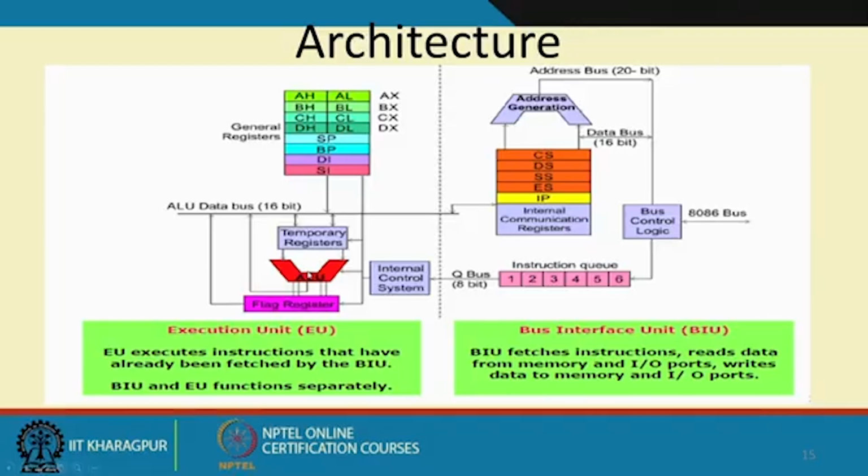Among the other portions in this execution unit, there is an ALU, which does the actual operation, some temporary registers for holding temporary data, and a flag register, just like the PSW register we have in 8085. So, here also you have a flag register, and that way this whole control takes place.